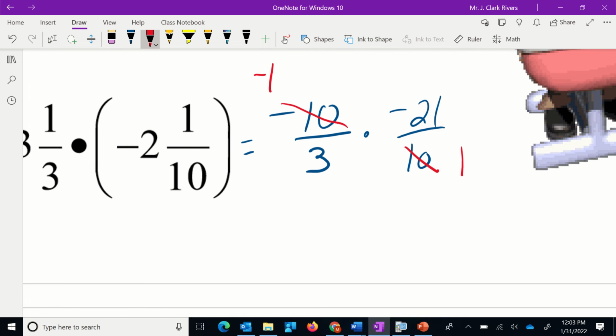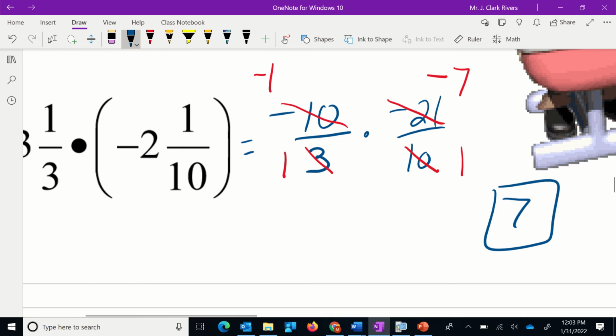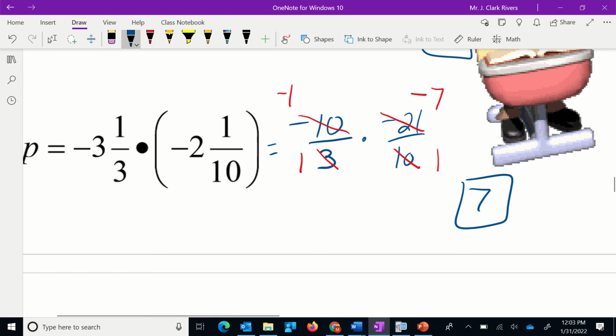3 and negative 21, they have a common factor of 3. 3 divided by 3 is 1. Negative 21 divided by 3, be careful with the sign, it's going to be negative, right? 7. Okay, well, a negative times a negative is a positive. Negative 1 times negative 7 is positive 7. 1 times 1 is 1. So 7 over 1 is just going to be 7, right? There we go. 7's your answer there on that problem. That's P. P equals 7.